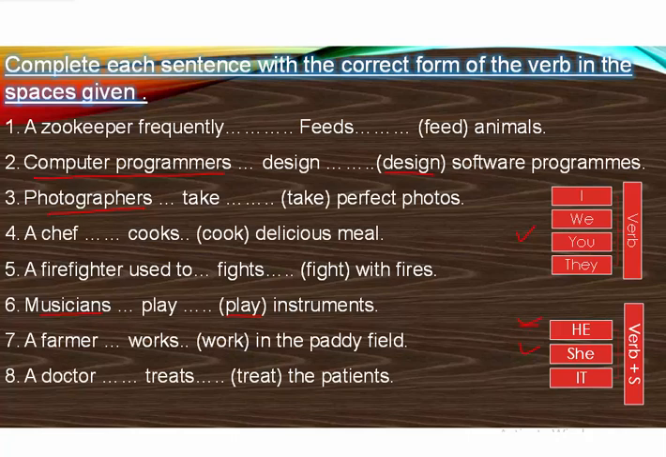Let's see the seventh question. A farmer. So it can be he. So definitely the verb joins with s. So a farmer. What is the verb here? Sorry, work. So a farmer, work comes with s. So a farmer works in the paddy field.